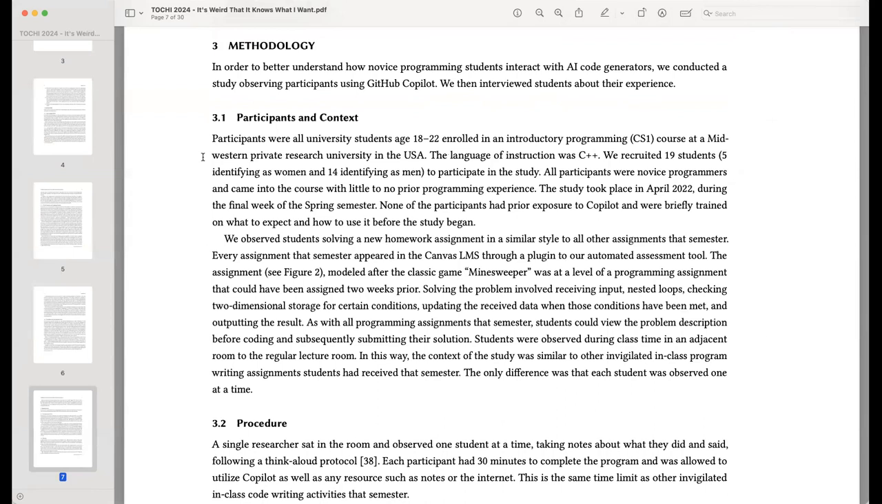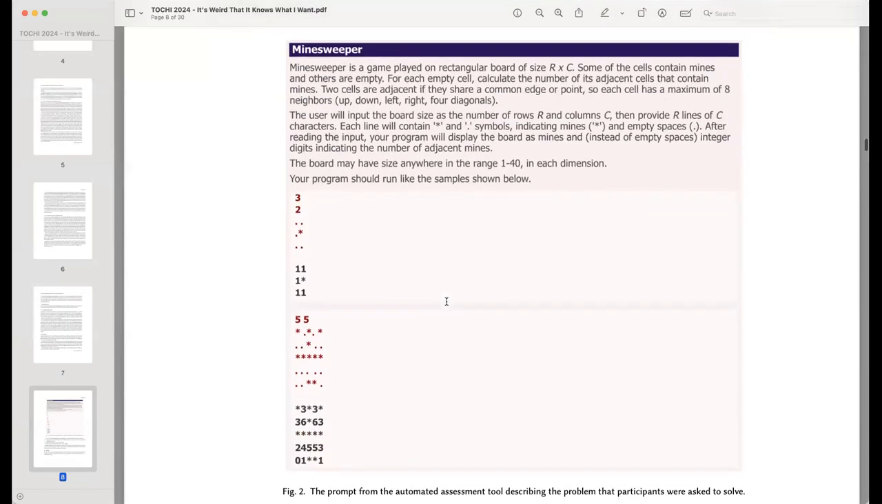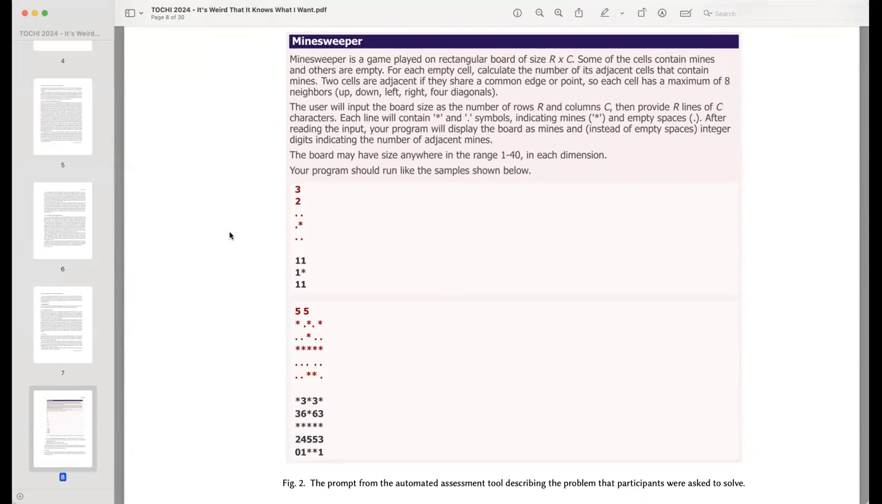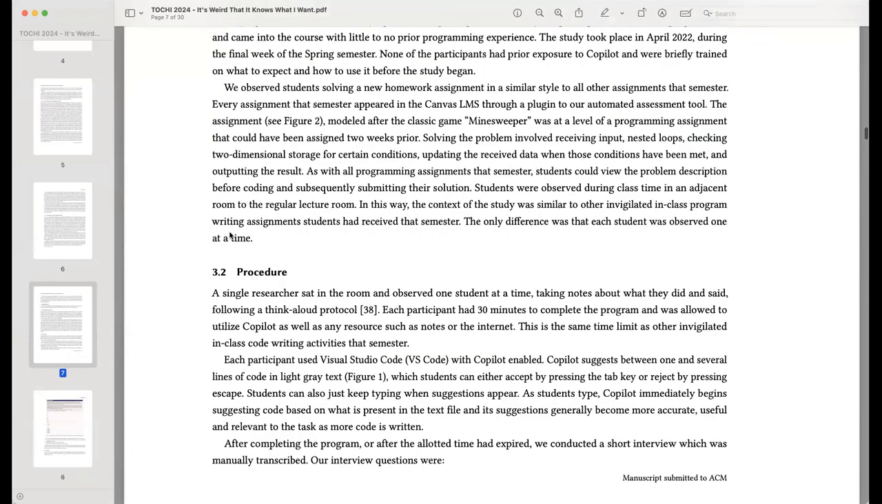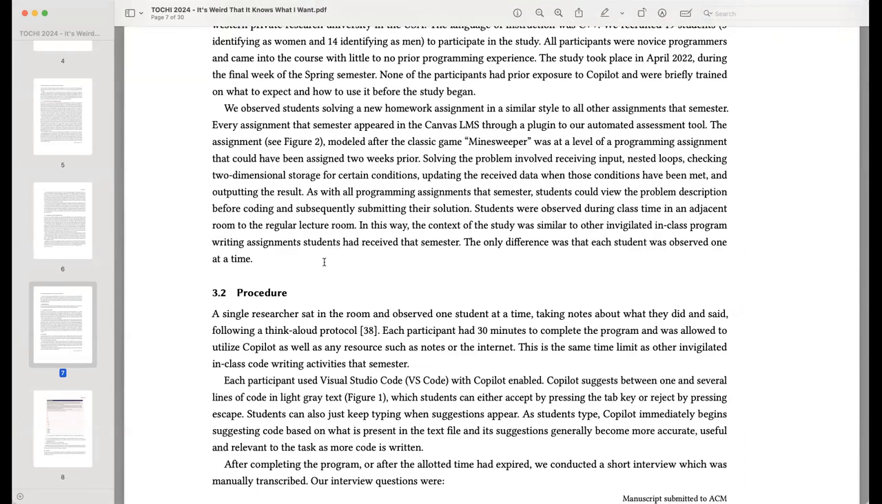And so in this study, we looked at students aged 18 to 22 enrolled in an introductory programming course in the United States. The language of instruction was C++, and we recruited 19 students to participate in the study. And all of them were novice programmers, who had very little experience with programming before this class. And we basically had them in a lab and asked them to solve a programming problem they had not seen before. In this case, it was modeled after the classic game Minesweeper. Here's the problem description. If you want to read that, you can pause the video. This was about something that we would have tested them on about 2 weeks before, just to make sure that they had plenty of time to familiarize with the content.